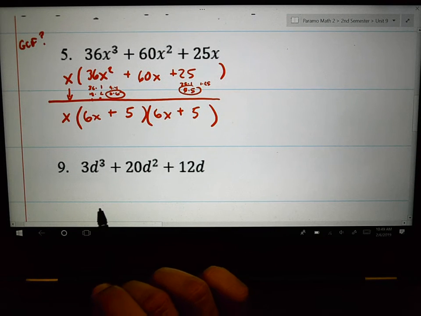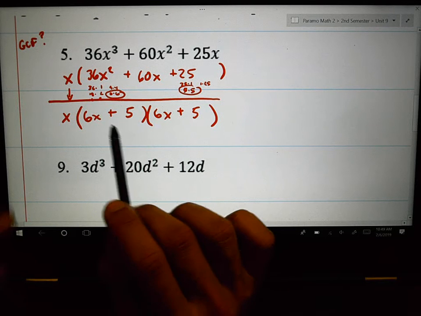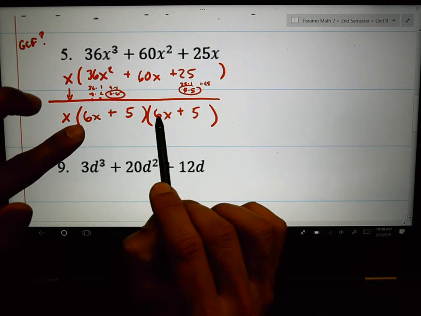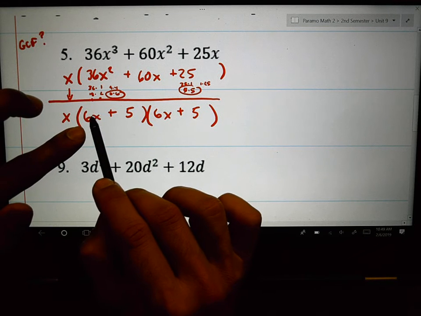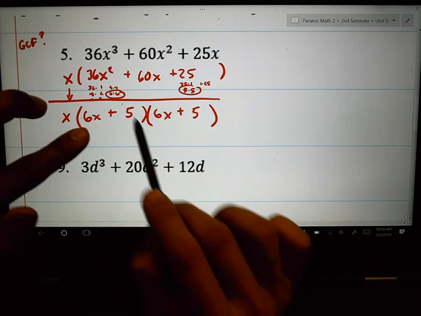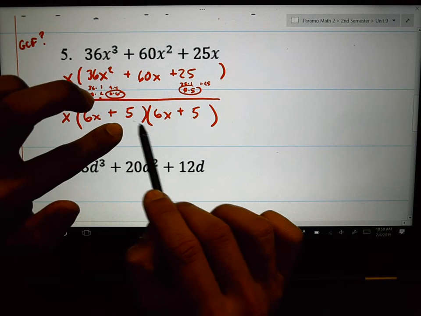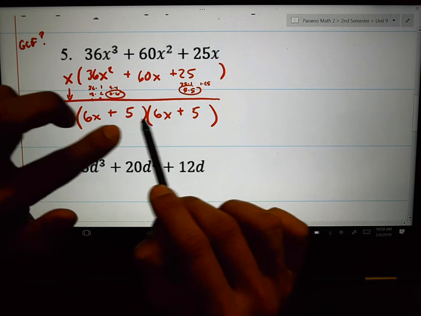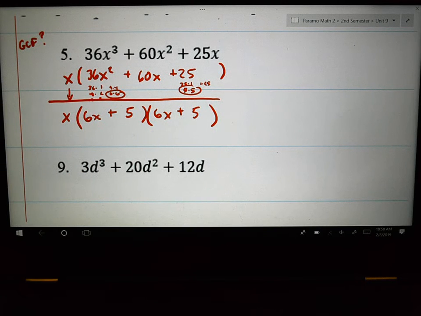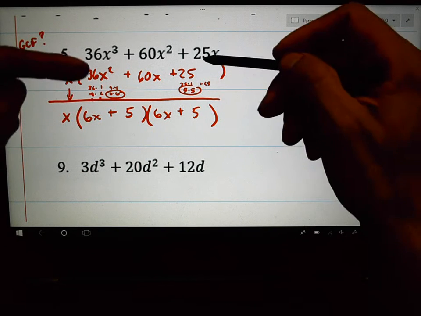Just to show you, I want to FOIL this out. This times this is 36x squared. This times the 5 is 30x. The inside, 30x. 30x and 30x makes 60x, and positive 5 times positive 5 is positive 25. So that is equivalent to the thing above it.